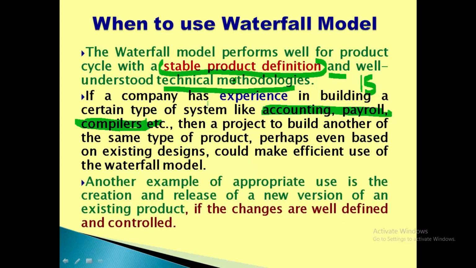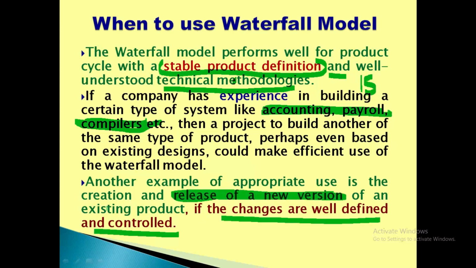Third, you already have a particular system in use, but you are looking to improve that system and release a new version of it. You have an existing product and it will be redefined and released again as a new version with add-on functionalities. But it is possible only when you have clearly well-defined changes and everything is done in a controlled manner.